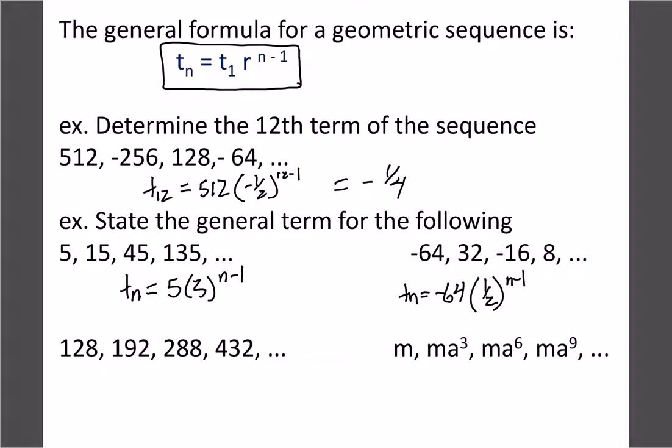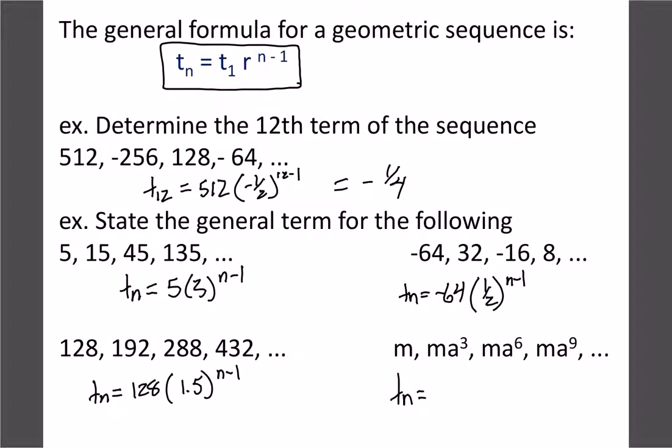The next one, we got 128 as our first term. This one's a little bit weird to figure out what the R value is, so just divide them. Go 192 divided by 128. That gives us 1.5, and let's just double check. Go 288 divided by 192, and that gives us 1.5 as well. So our common ratio in this case is 1.5.